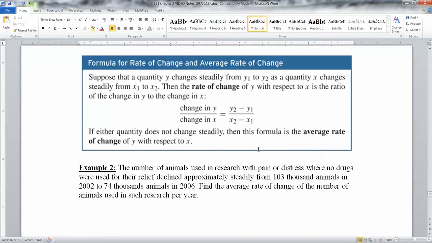And again, rate of change is what you're finding. You're finding how the y changes over how the x changes, which is slope. So when you find that average rate of change, you're finding your slope.